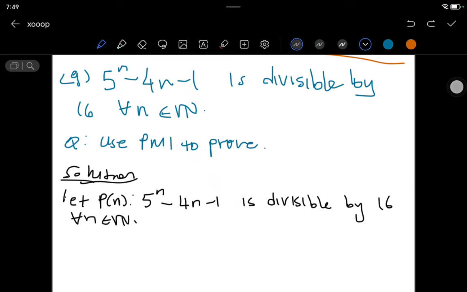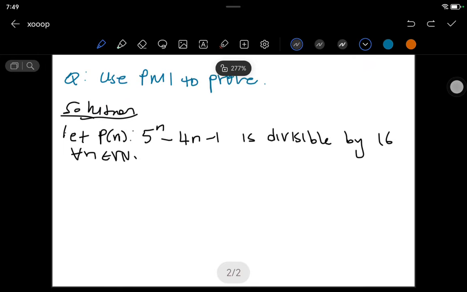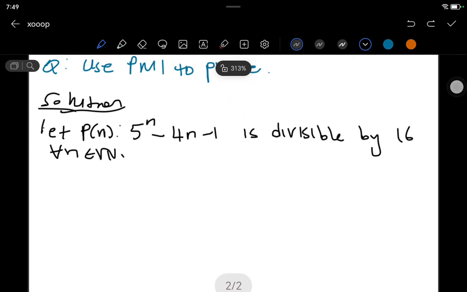Now, I include this. From here, we have three things which we need to check. We need to check the base case, P of the first number, which is 1 in this case. Natural numbers start from 1. Then we check P of k. Then we check P of k plus 1.